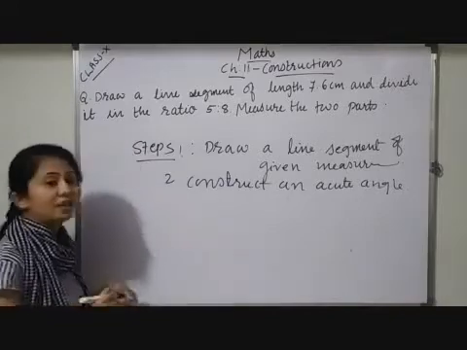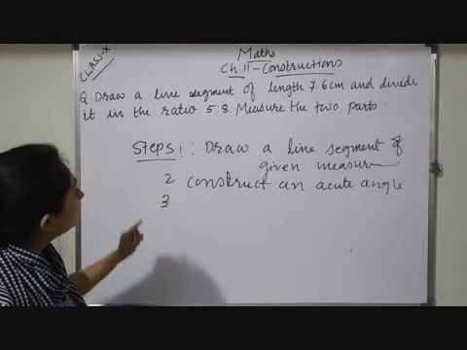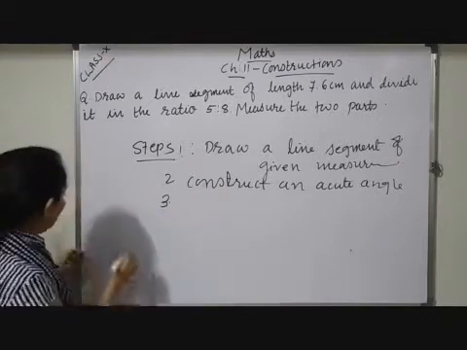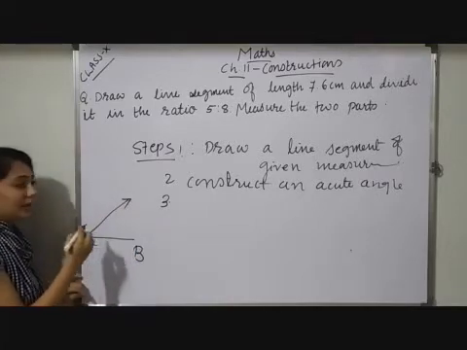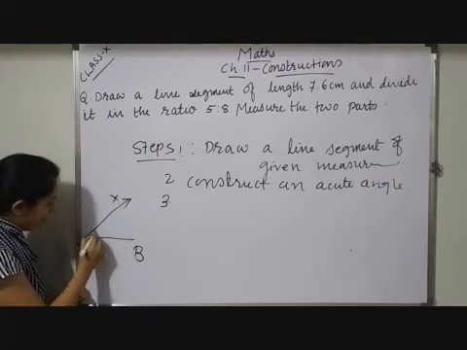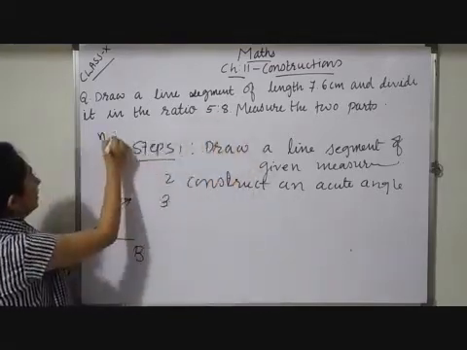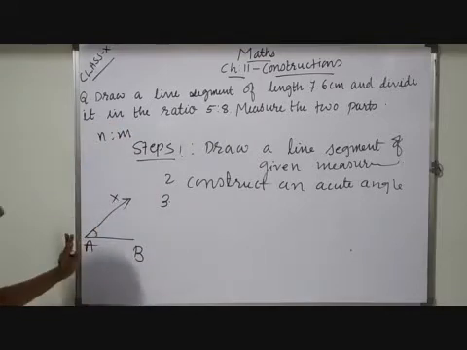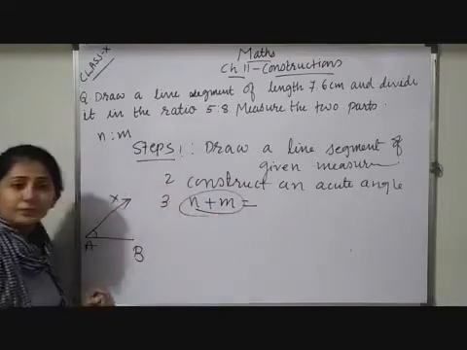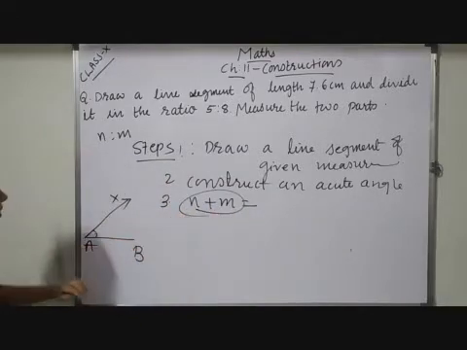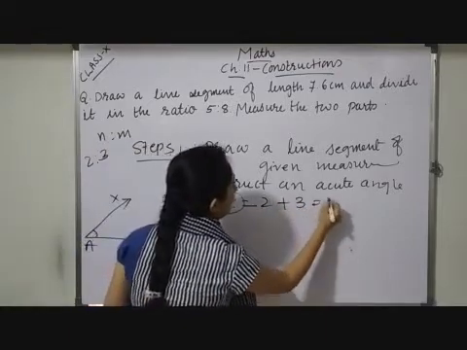After constructing that acute angle, the third step will be that you have to divide your ray. Suppose this is your segment AB, and here randomly I am constructing one angle XAB. Now, suppose your ratio is m to n, which I do not know. So you will add m and n. Suppose my m is 2 and n is 3. So here I will do 2 plus 3, that is 5.